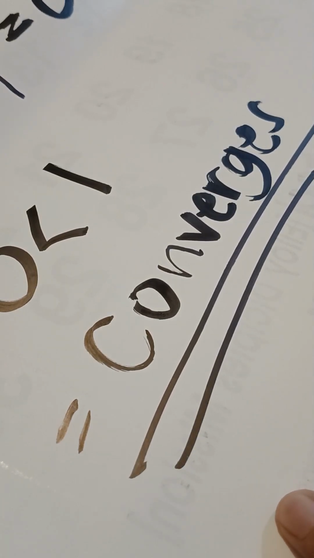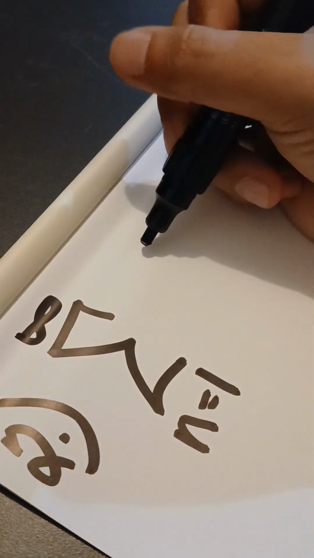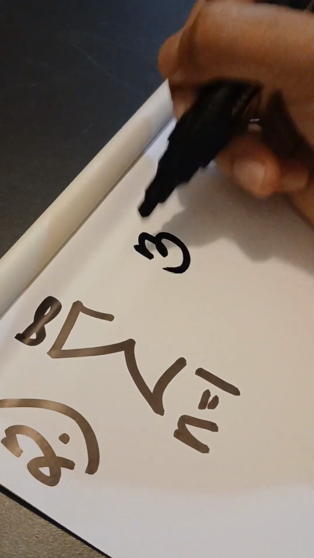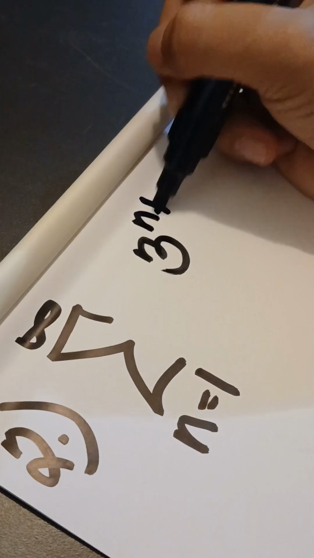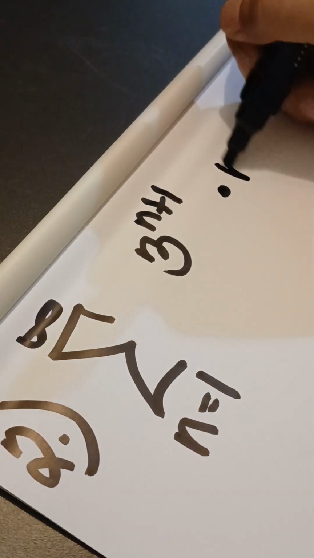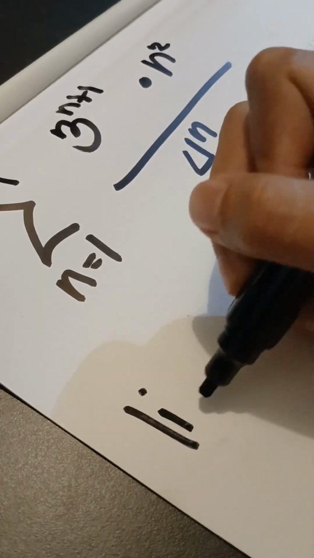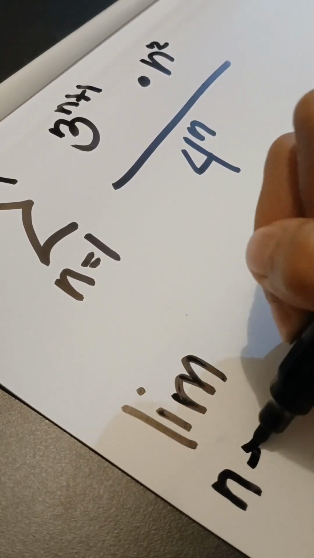So now let's use the ratio test again for our example number 2. Let's say we have 3 raised to n plus 2 times n squared over 4 raised to n. So now let's start the limit as n goes to infinity of the absolute value of a sub n plus 1 over 1 times 1 over a sub n.